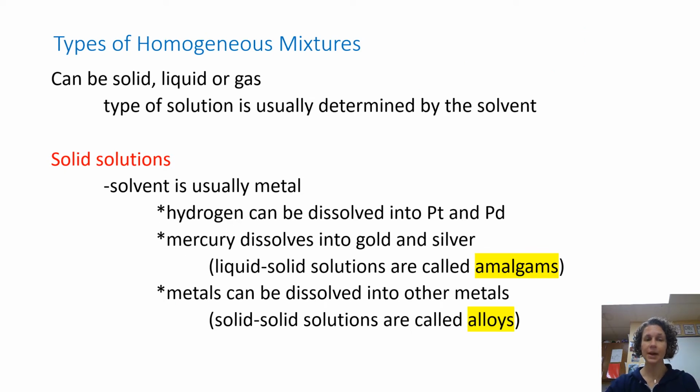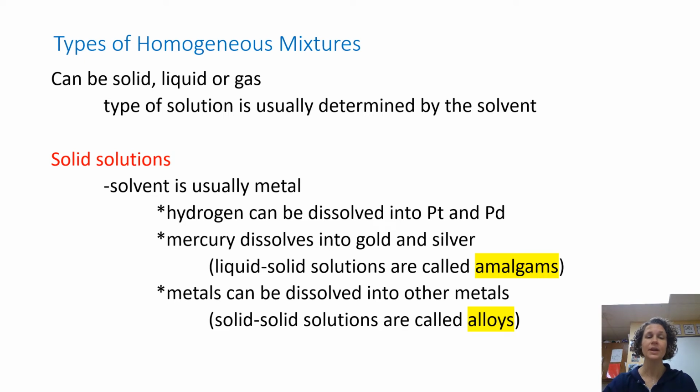All right, so now the types of homogeneous mixtures, so the types of solutions. They can be a solid, a liquid, or a gas in their phases, and the type of solution would be determined by what the solvent is. So if it is a solid solution, the solvent is a solid.